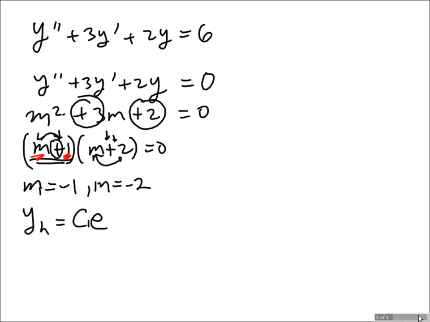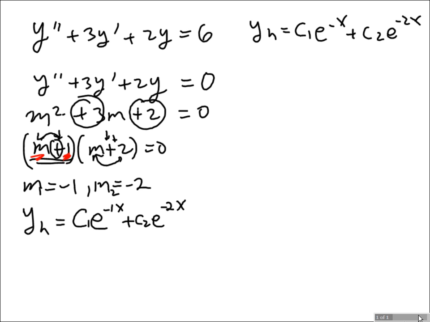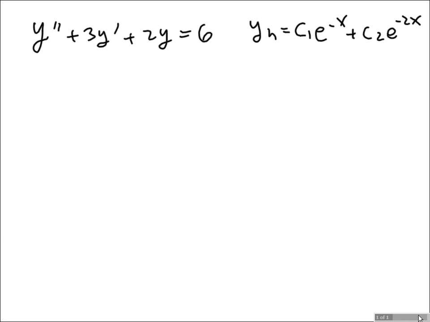y is equal to c1 e to the m1x plus c2 e to the m2x. That's the homogeneous solution. I'm going to write that down up here. So what we've just done is review from last section. Now I'm going to erase the homogeneous work and we're going to find a particular solution.